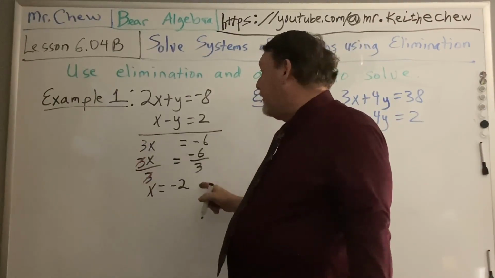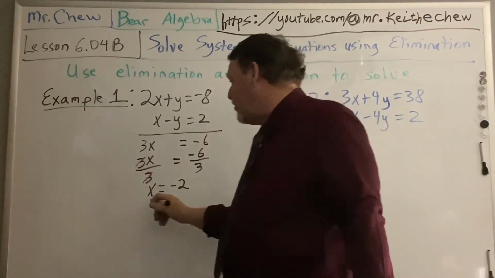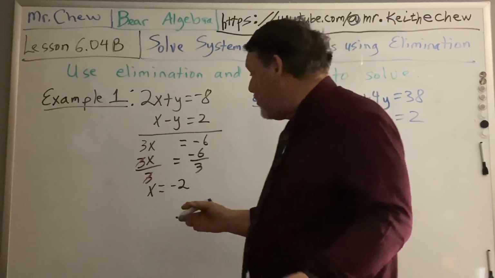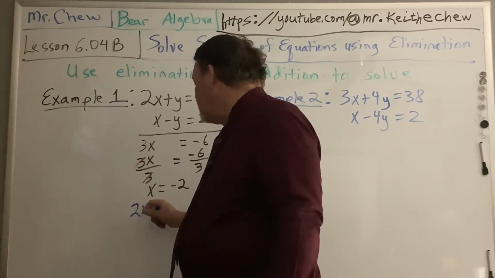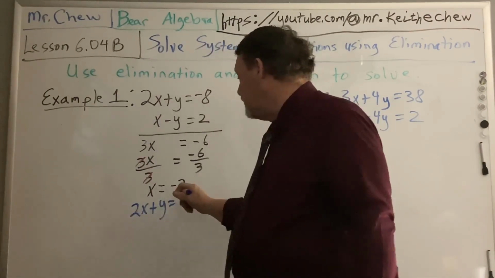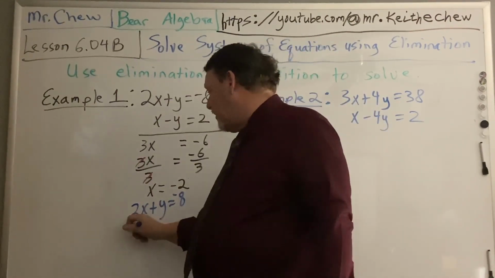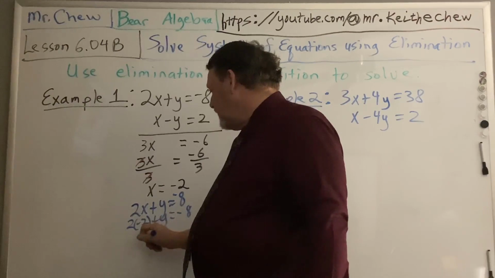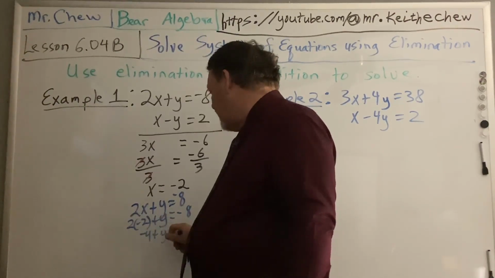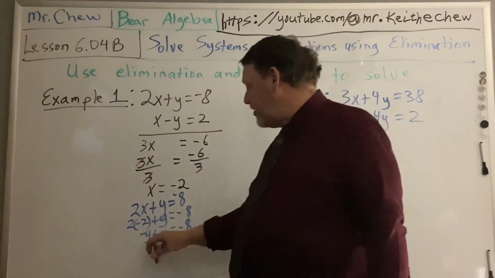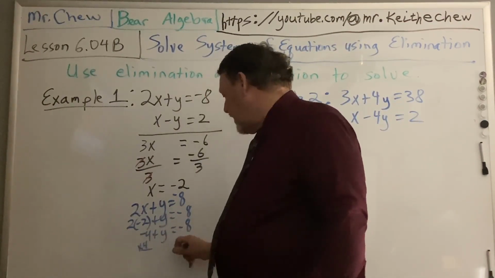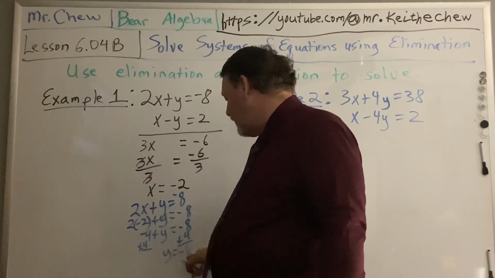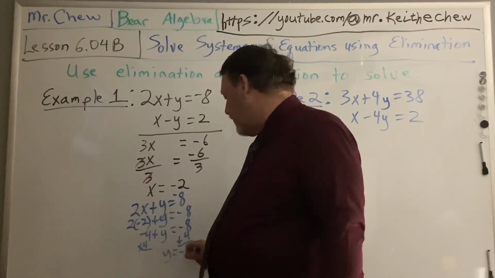Now for some people it's going to be easier to use the top one, so I'm going to use the top one. Because if I use the other one, there's a little bit of an issue there. You can use it, you just have to be careful. So, you can use either equation. I substitute a negative 2 in here, using the substitution property of equality. So negative 4 plus y equals negative 8. Now I use the addition property of equality and add a 4 to both sides. So I have y equals negative 4. Negative 8 plus 4 is negative 4.